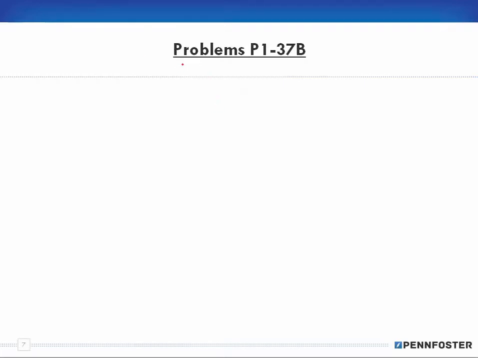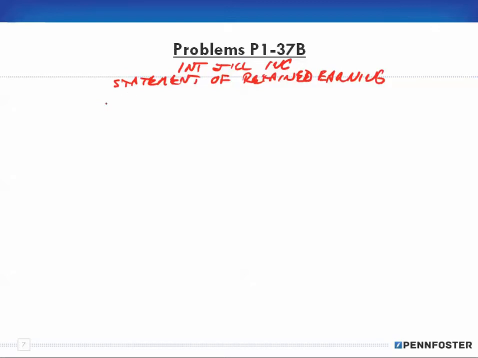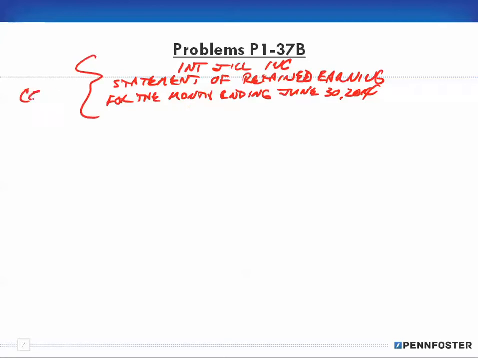Okay, so heading for retained earnings, Interior by Jill Inc. Okay, so the name of the statement is Statement of Retained Earnings. And the heading date is the same as the income statement, for the month ending June 30th, 2014. And of course, the heading is center aligned.